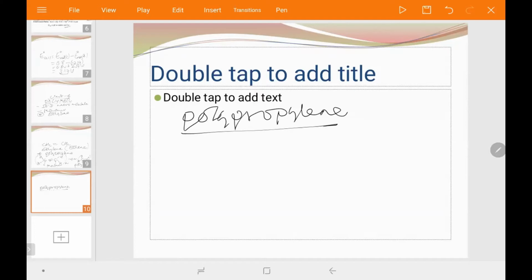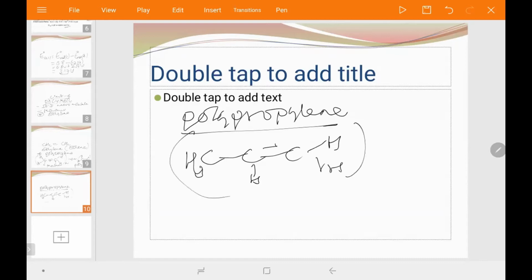Polypropylene is a macromolecule which is formed from propylene. Propylene has how many carbons? 3 carbons, C, and here it is a double bond, and here it is 2H. This has 1H, and this has 3H. Now, n moles of this, it gives what? It gives polypropylene. You can refer to your textbook, yes?